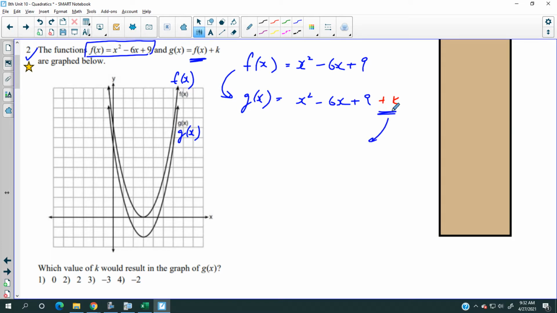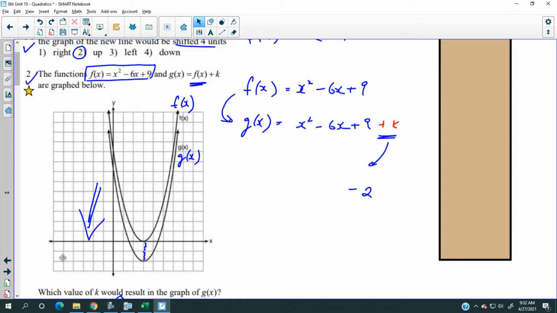What kind of number does this have to be for the whole graph to shift down? First of all, it has to be a negative number, right? And how many units is it? Let's see, 1, 2. So it went down 2. So that's 4, okay? All right. Now let's see. Hold on.